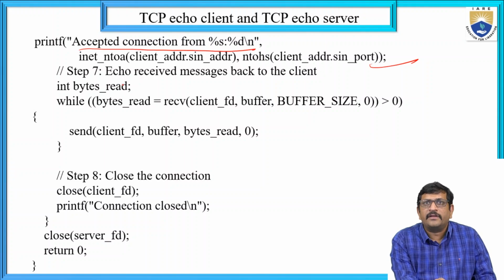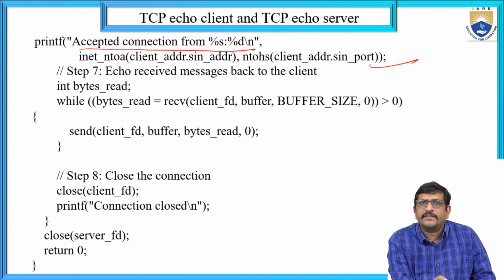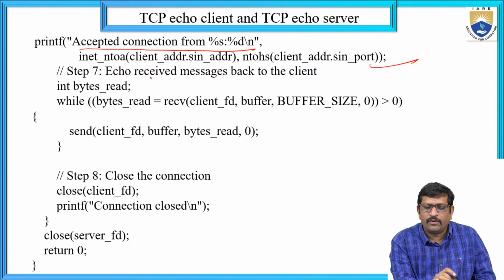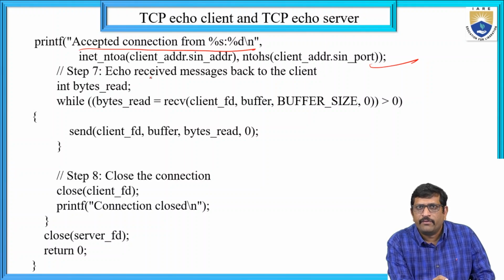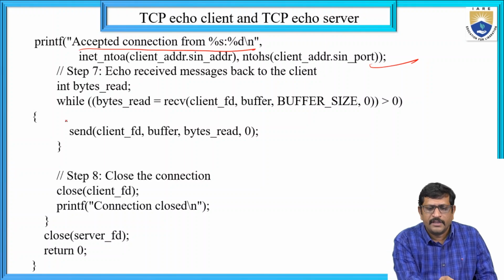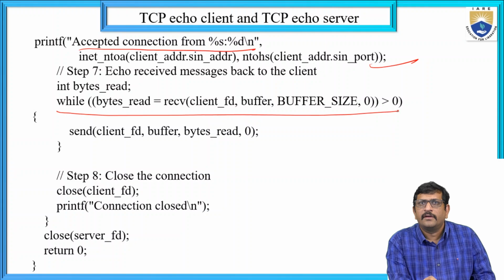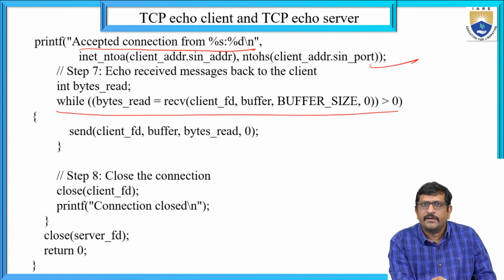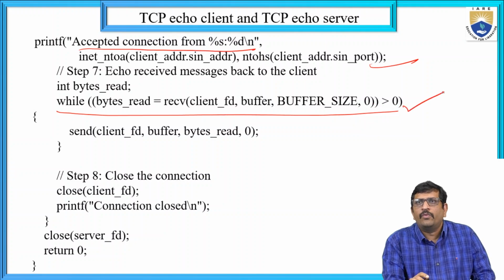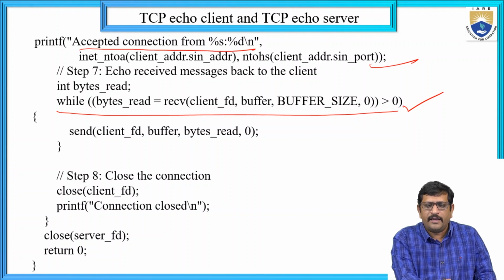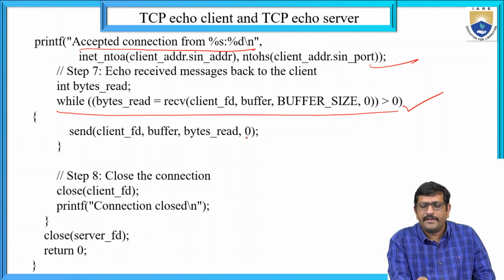Step 7, echo: we send back the same received message to the client in bytes. The condition for echoing the message, returning the same message, is bytes_read equals recv of client FD, buffer, size, 0. If it is greater than or equal to 0, we echo the messages: send client FD, buffer, bytes_read, 0.